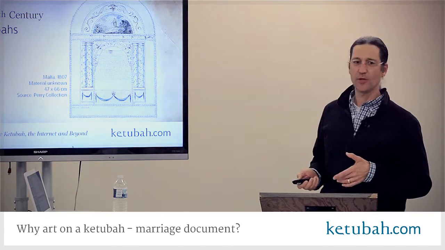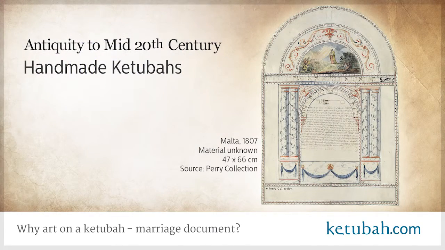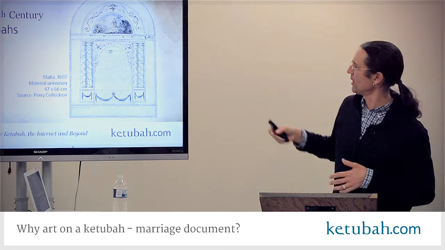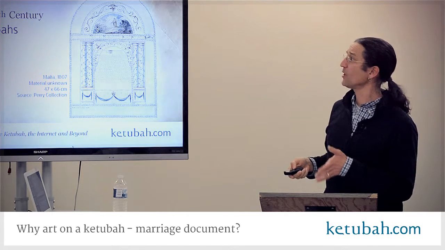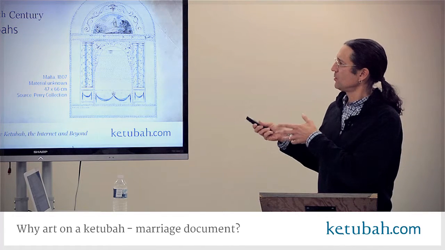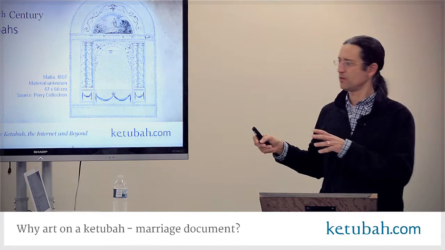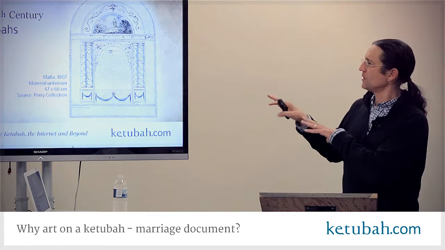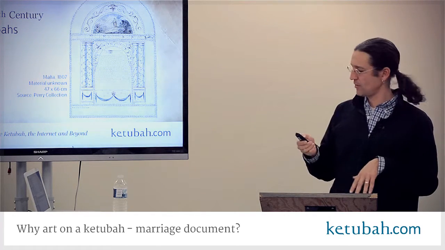This next one is from Malta in 1807. You also can see at the top, there is a little image of Moshe Rabbeinu and the Ten Commandments. And this is an example of an arch form that is fairly common in the earlier ketubot, but we're still not seeing anything in terms of very vibrant color. Now, partly this one may have faded over time, but as far as we can tell, the colors are still fairly muted.